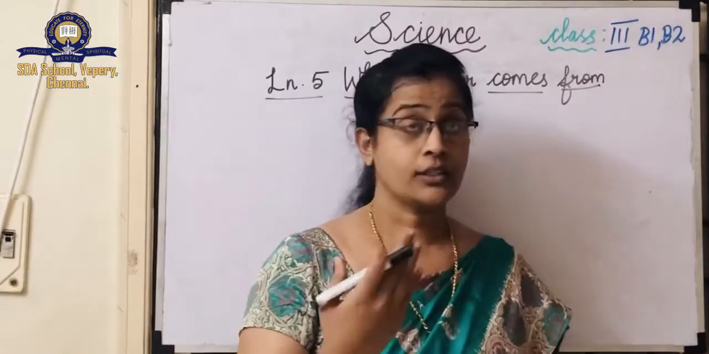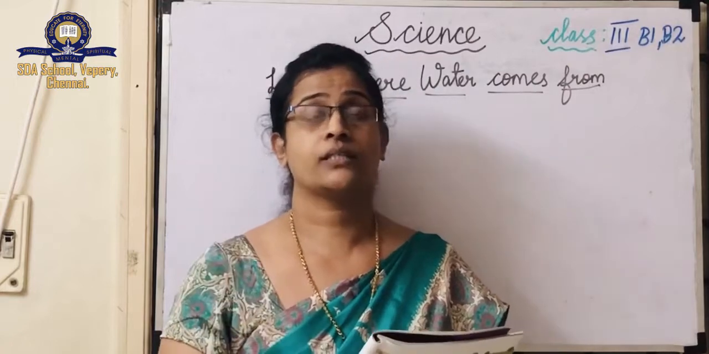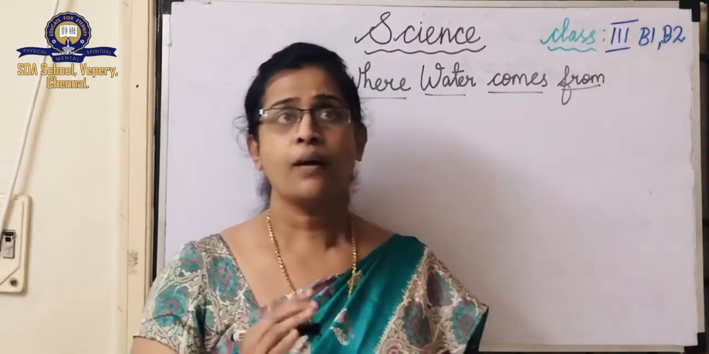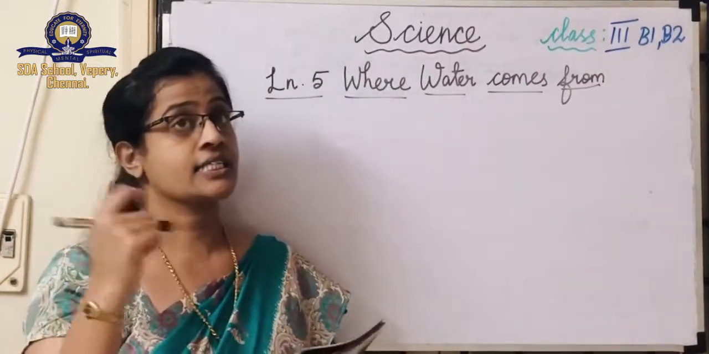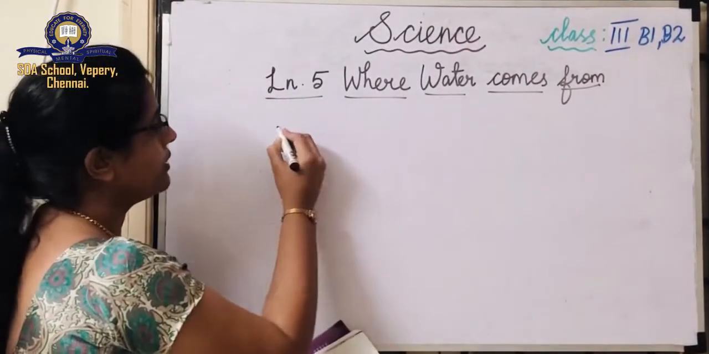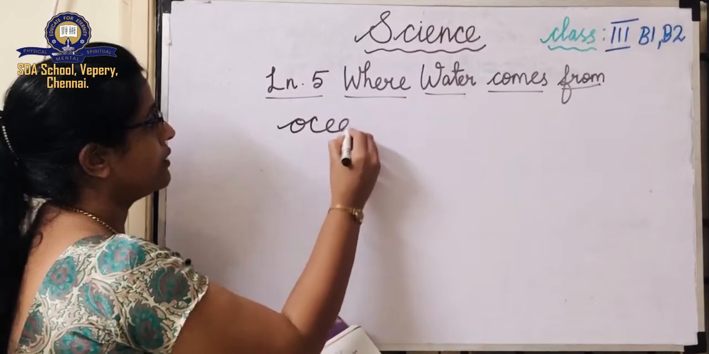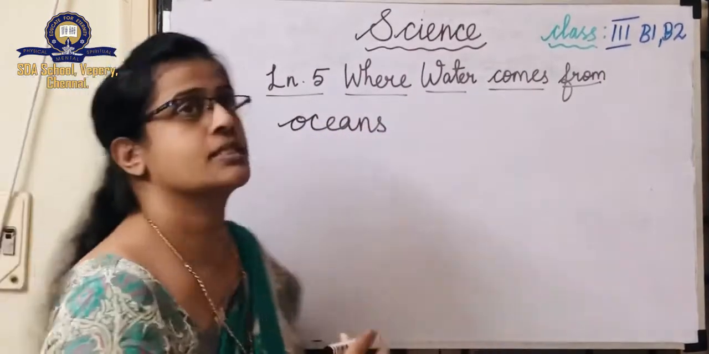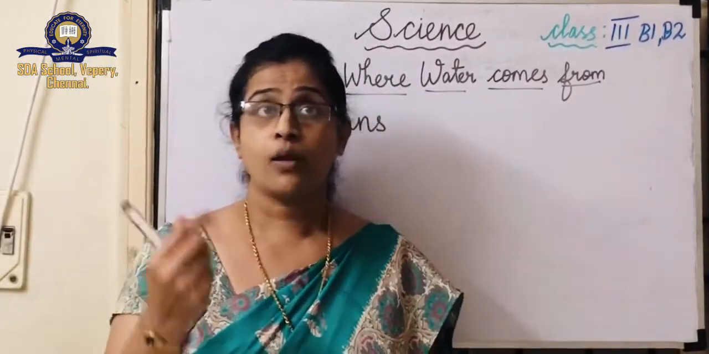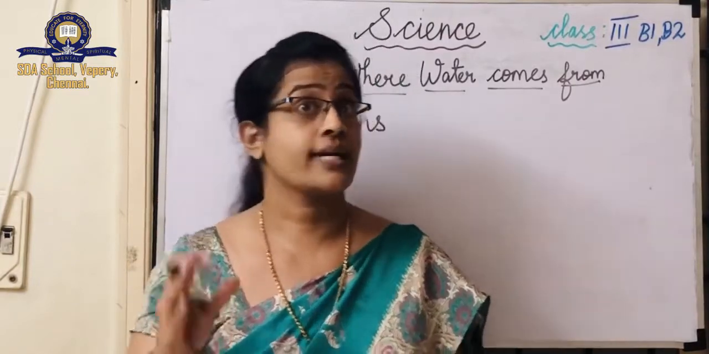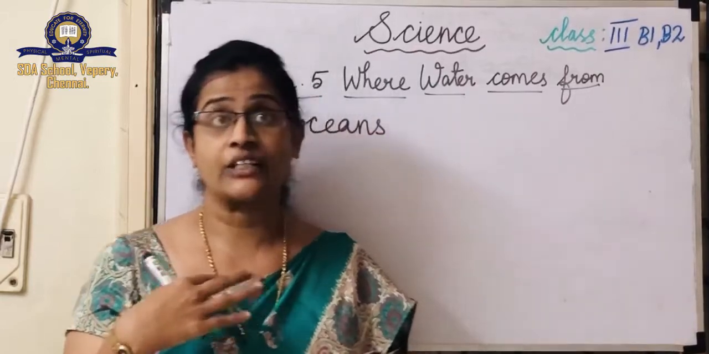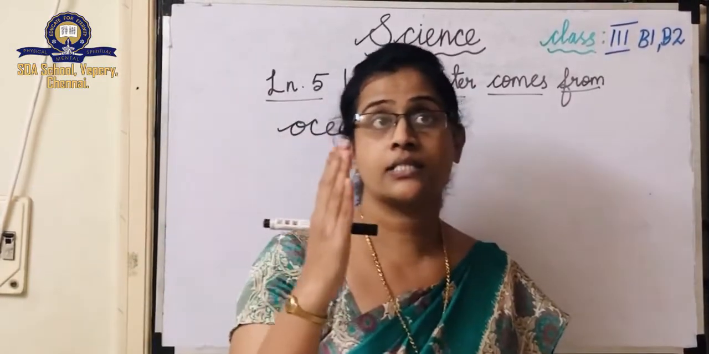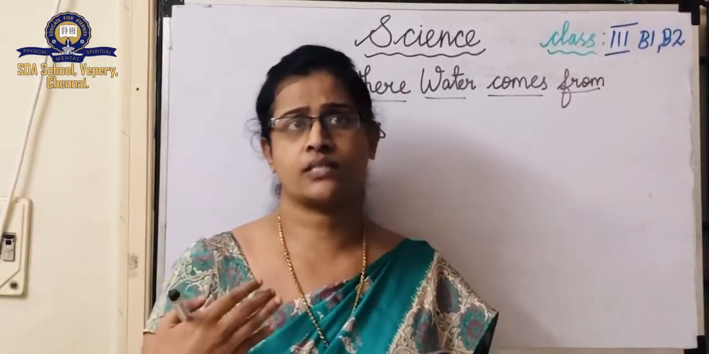There's a lot of water on the earth, but most of it is in the oceans. Where is it? It is in the oceans. And the water of the oceans is very salty. The water in the oceans we cannot drink. It is very salty. We cannot use it.